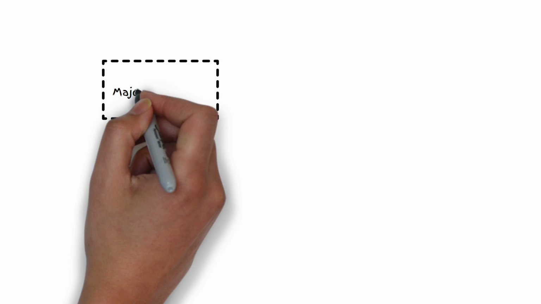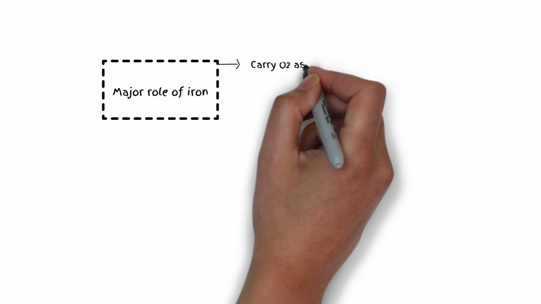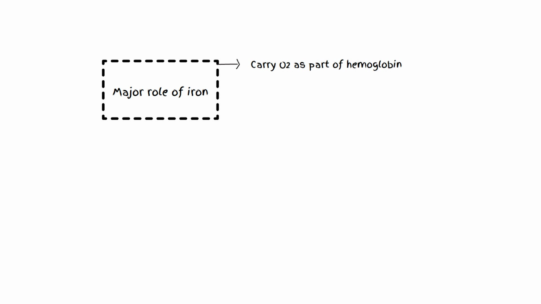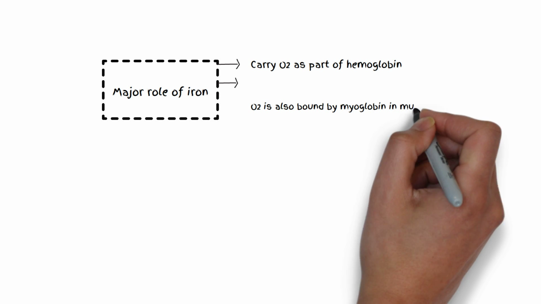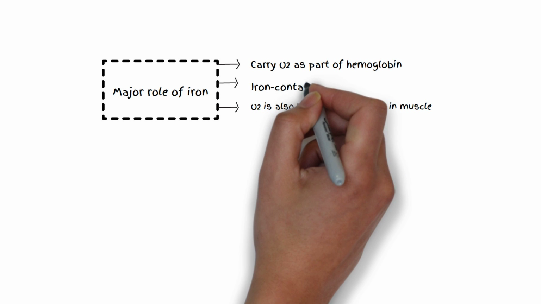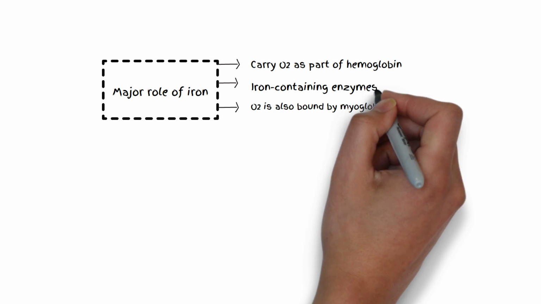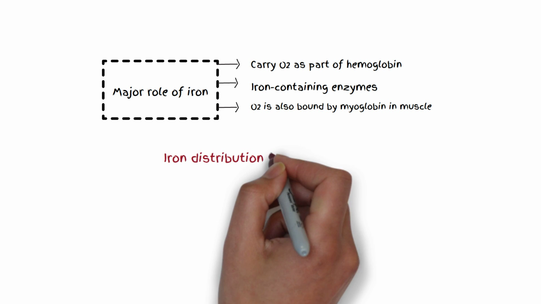Let's talk about the role of iron. Iron carries oxygen as a part of hemoglobin. This oxygen is also bound to myoglobin in muscles. Iron is a critical element in iron-containing enzymes, including the cytochrome system in mitochondria. In deficiency of iron, cells lose their capacity for electron transport and energy metabolism.